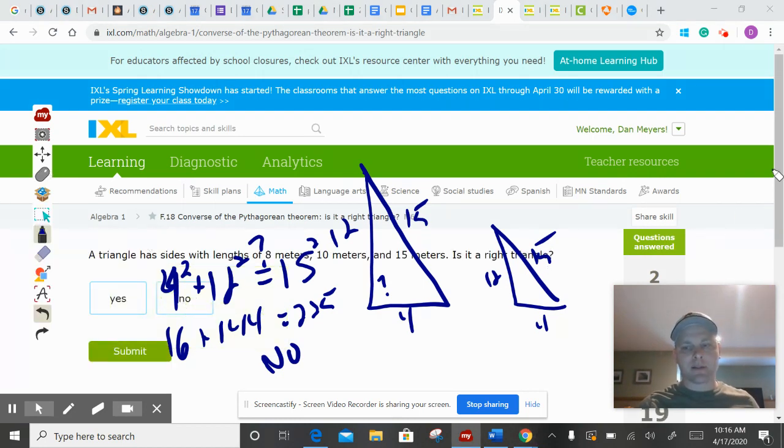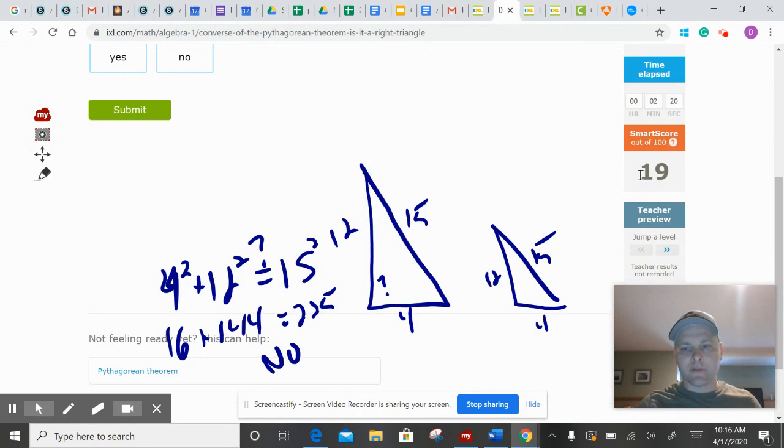Just need to get to a SmartScore of 50. Remember, when we're doing IXL, we always do a score of 50. I'm already at 19 points after solving 2 of those.